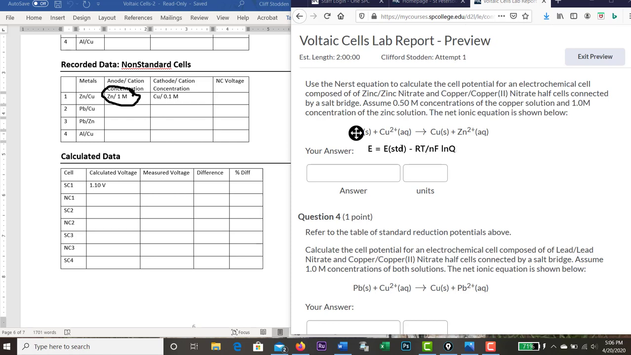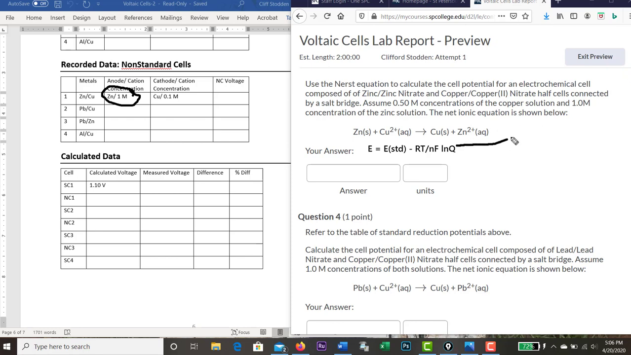Okay, so we know most of the values in here. We already know this one. We do have to figure the N for this, though. So you could look at the half reactions, or you could just look at this balanced equation, and you can see that 2 electrons are transferred from zinc to copper. So the N here is 2 on that equation. And so it's the Q that we have to do a little bit of work on to get that.